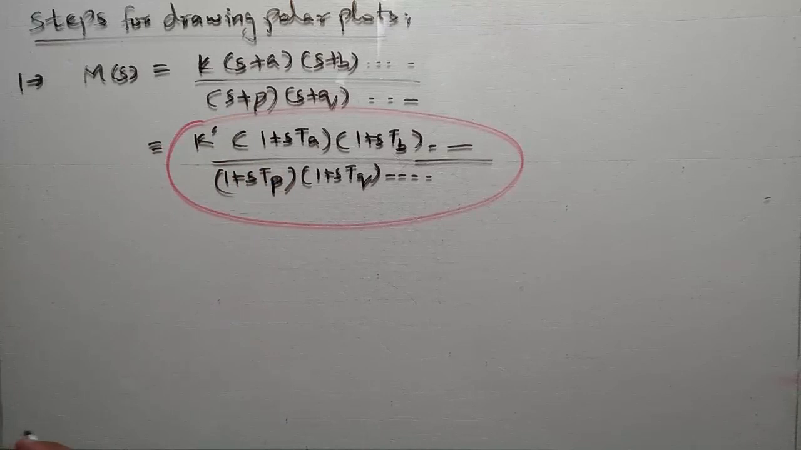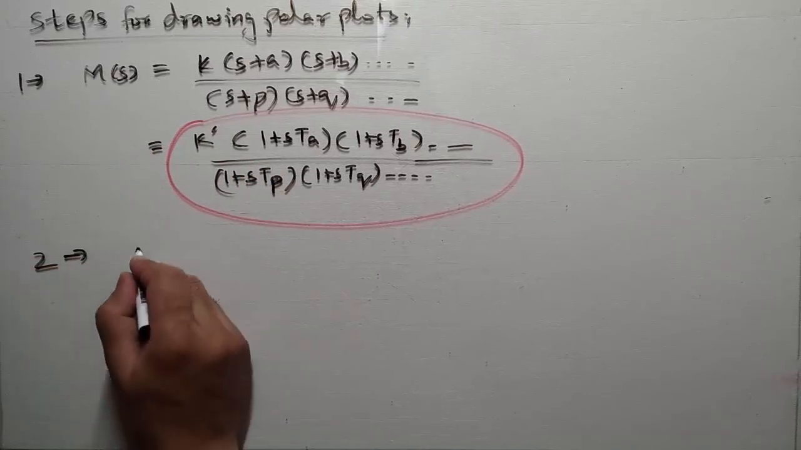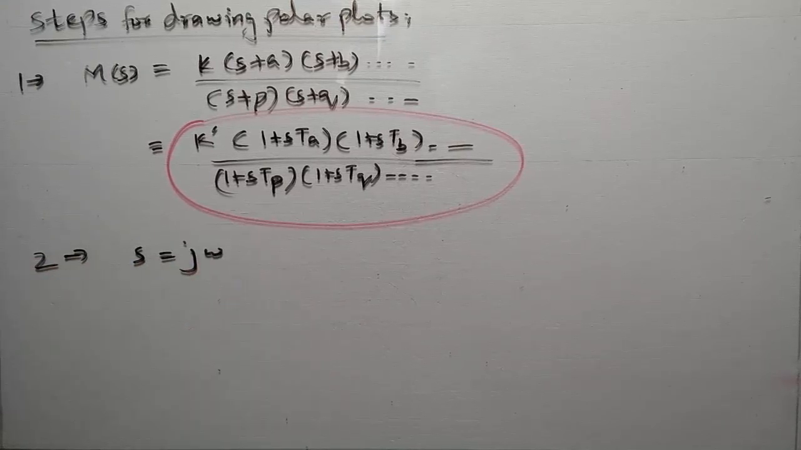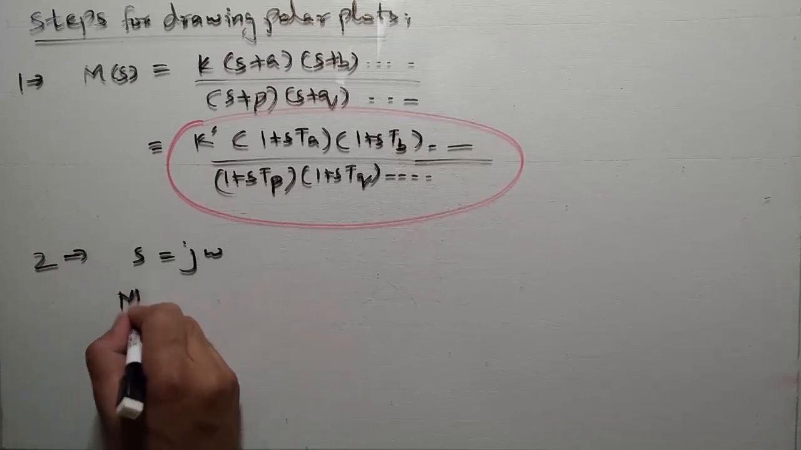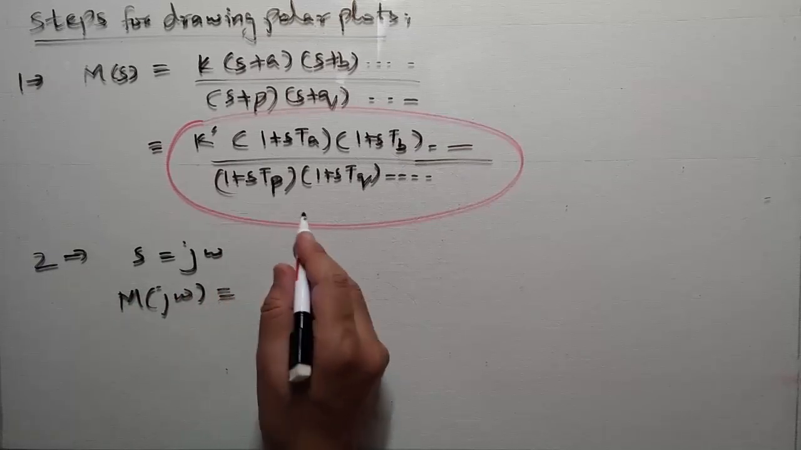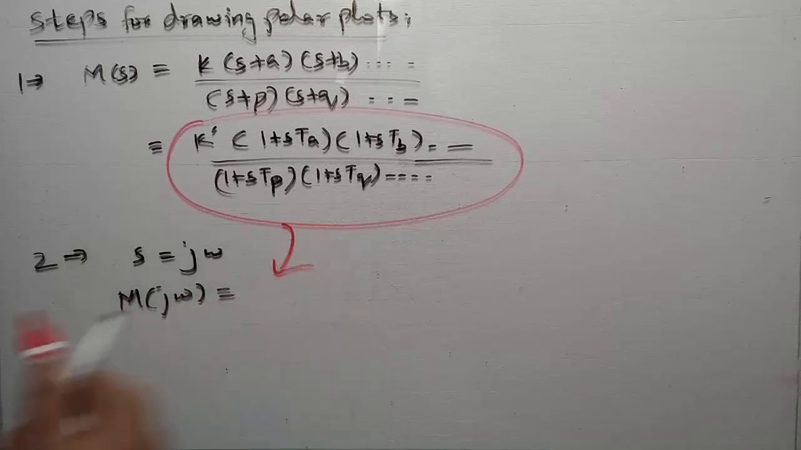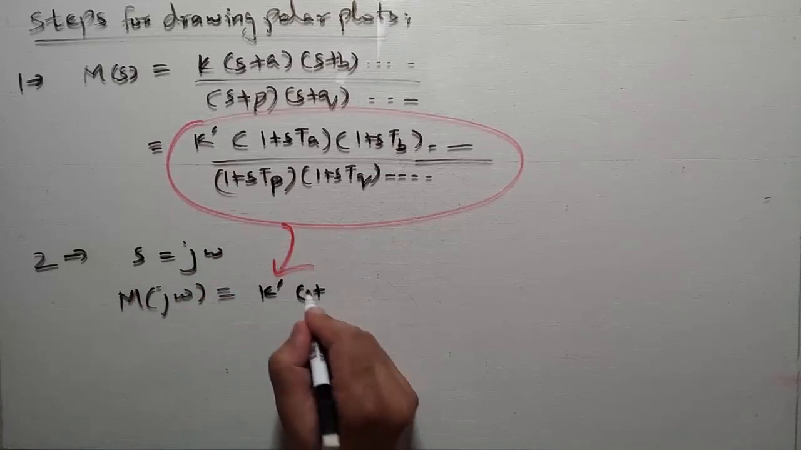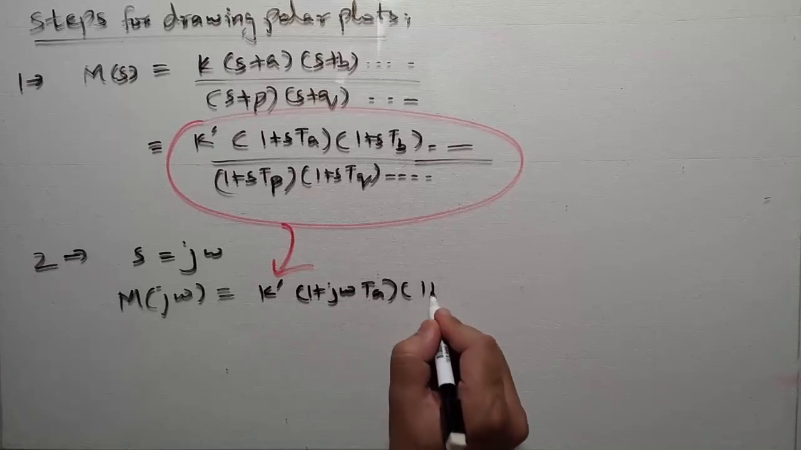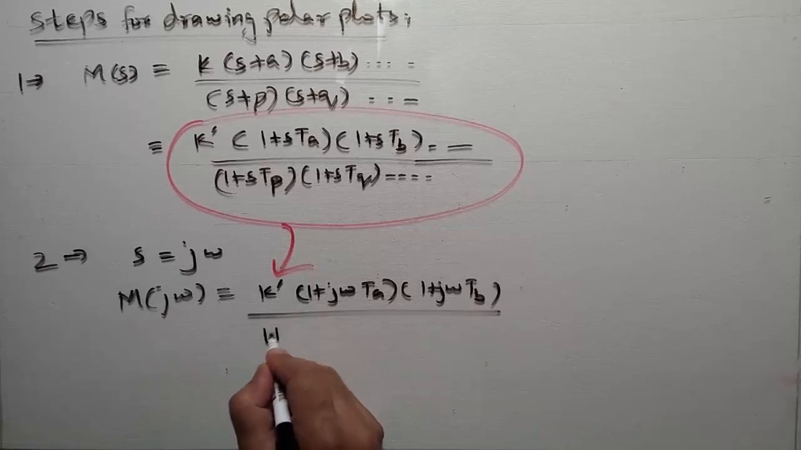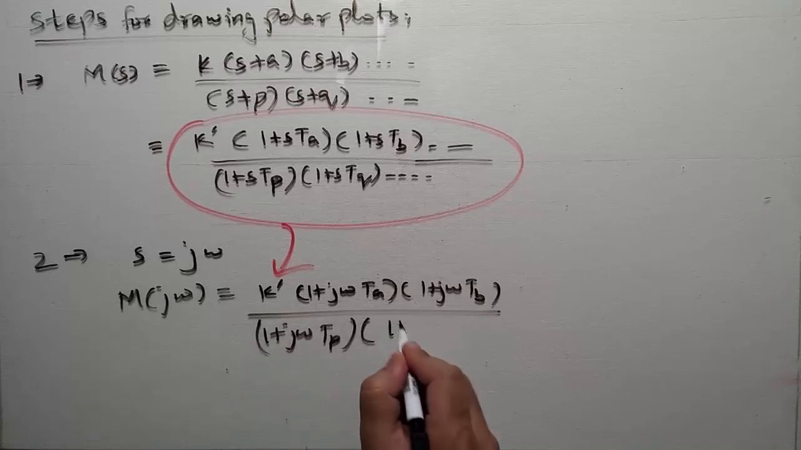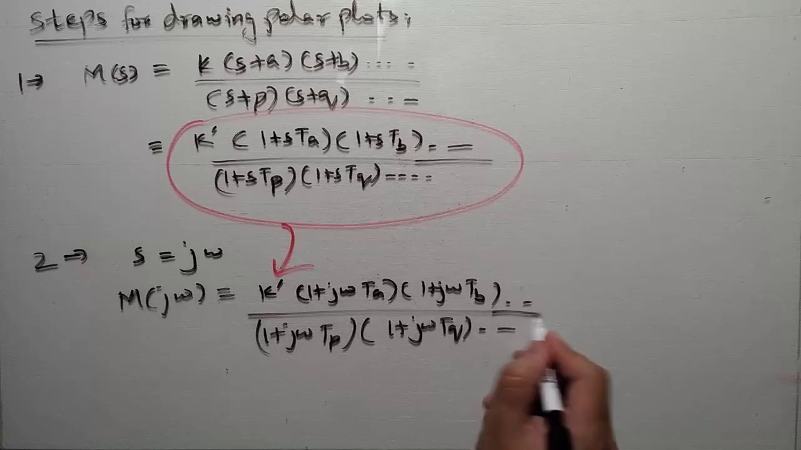After converting this into time constant form, the second step is to substitute s equal to j omega, which is something we have been discussing right from the beginning of this unit: you have to convert the transfer function into the frequency function. This will give you the frequency function M of j omega. Your equation then turns out to be K dash (1 plus j omega Ta)(1 plus j omega Tb) divided by (1 plus j omega Tp)(1 plus j omega Tq) and so on. So you obtain the frequency function of the given transfer function.